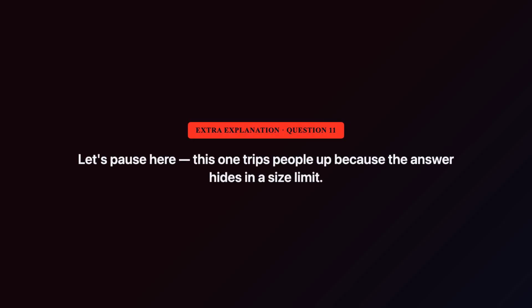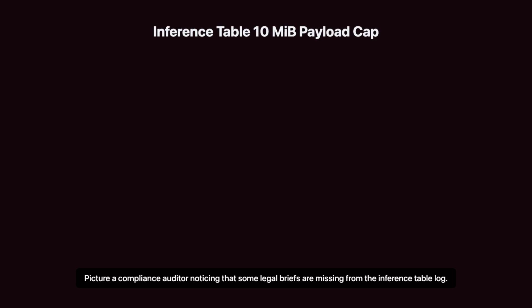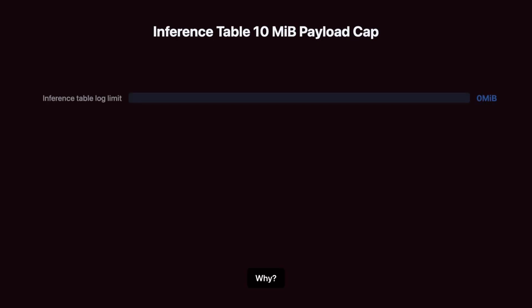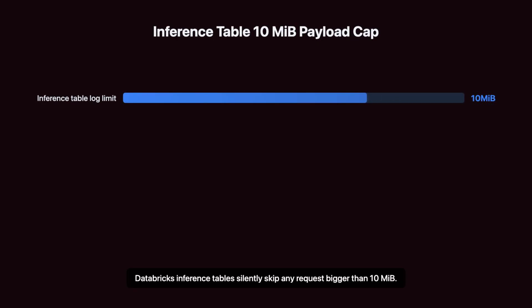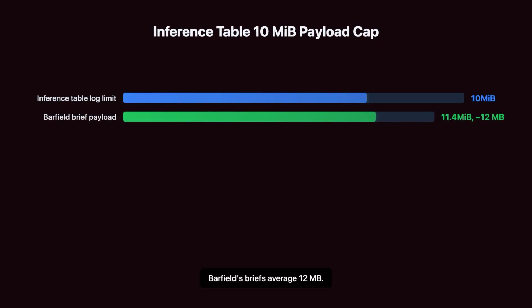Let's pause here. This one trips people up because the answer hides in a size limit. Picture a compliance auditor noticing that some legal briefs are missing from the inference table log. Why? Databricks inference tables silently skip any request bigger than 10 megabytes. Barfield's briefs average 12 megabytes. That's roughly 1.2 megabytes over the limit. No error, no warning, just gone.